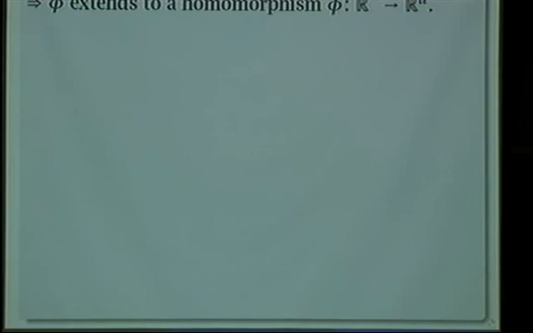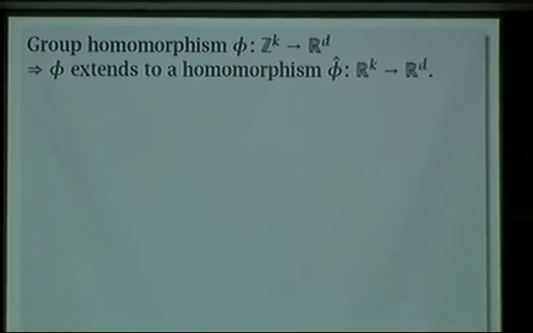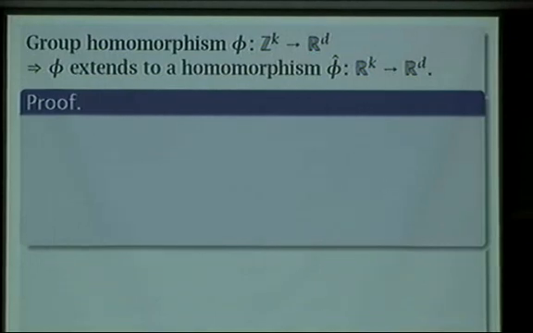Certainly, it's just an exercise to show that the same thing works, and I hope everybody can see the difference here. I'm just putting a K on my Z. So if you have a homomorphism defined on Z^K, on K-tuples, that will extend to be defined on all of R^K. And the proof is pretty much the same as before.